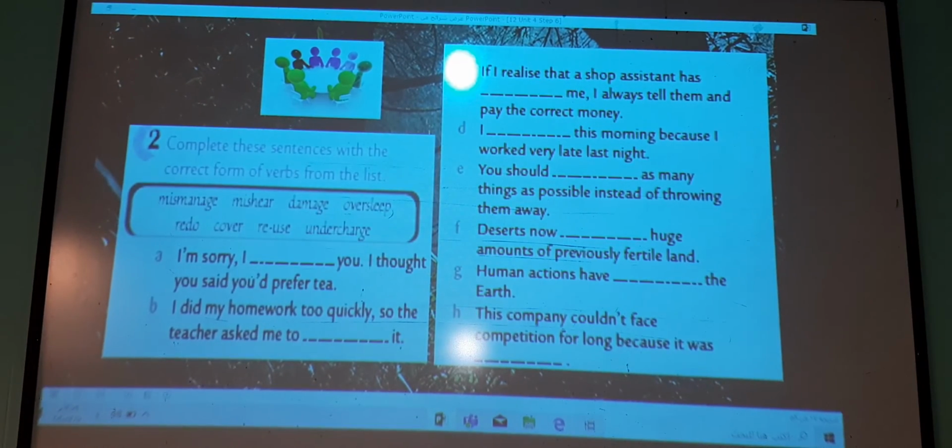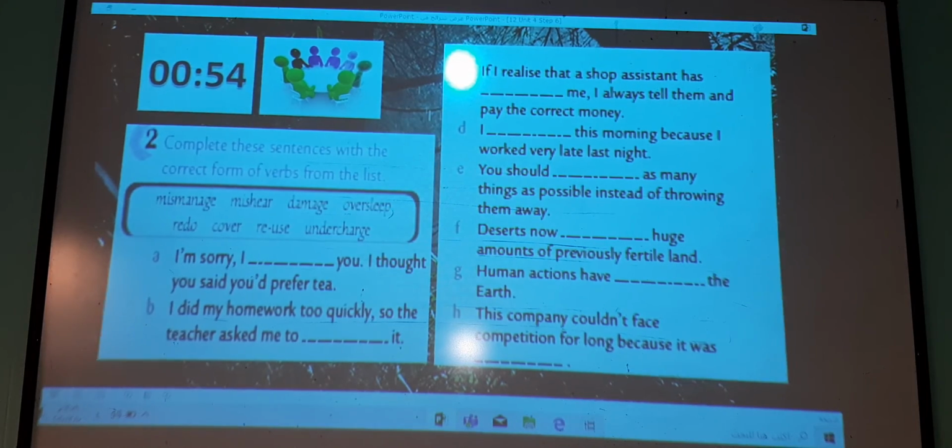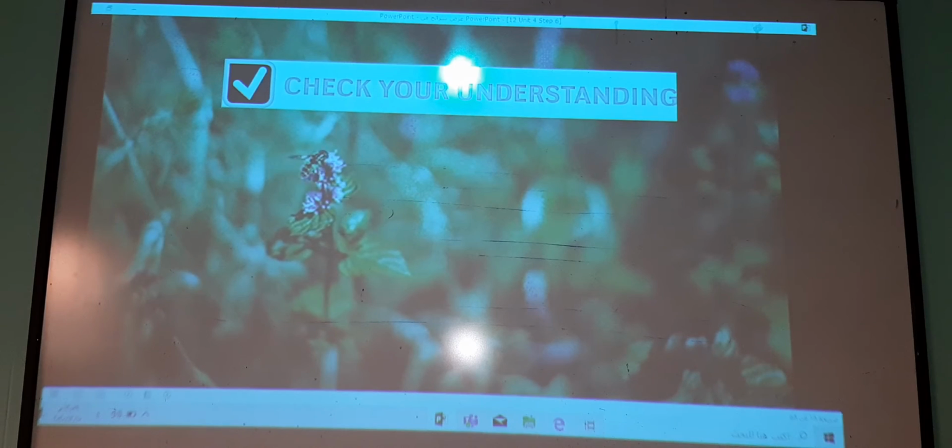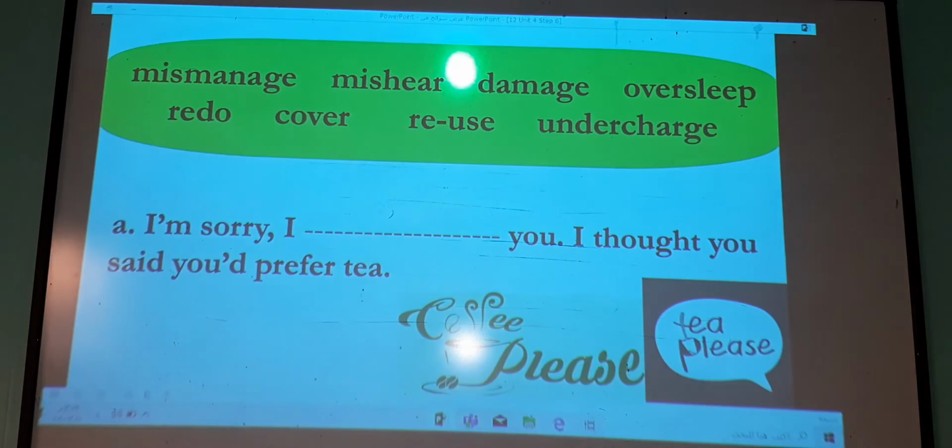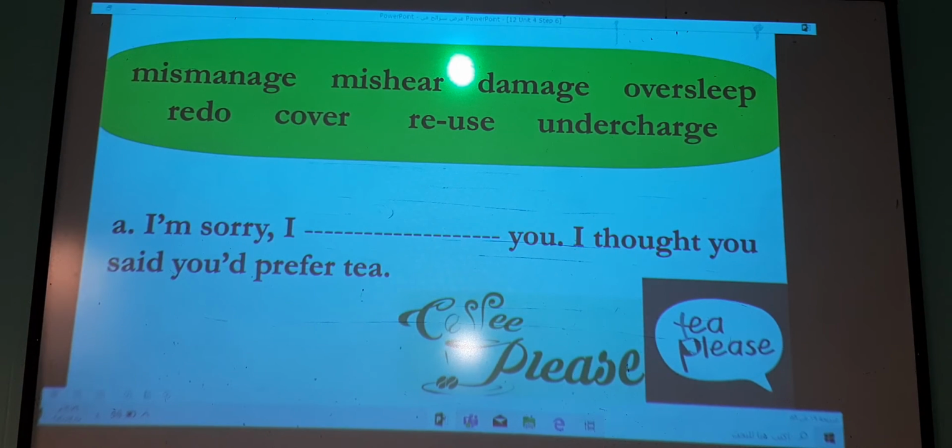Exercise number 2, we have some words, but these words are formed by prefixes at the very beginning, like mis, re, under. Mismanage, يعني bad management. Mishear, hearing wrongly. Damage, destroy. Oversleep, redo, to do again. Recover, reuse, to use again. Undercharge, or having not enough money.